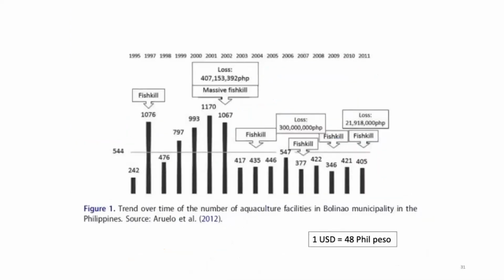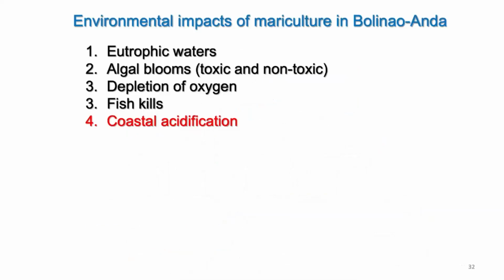Fish kills are costly. This is a trend line of the economic losses due to fish kills over the years in Bolinao, even if the carrying capacity is maintained to 544 structures. To summarize, the consequences or environmental impacts of mariculture in Bolinao are eutrophic waters, algal blooms, both toxic and non-toxic, oxygen loss, and fish kills.